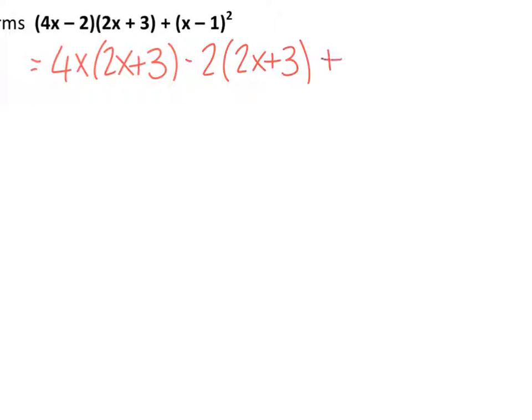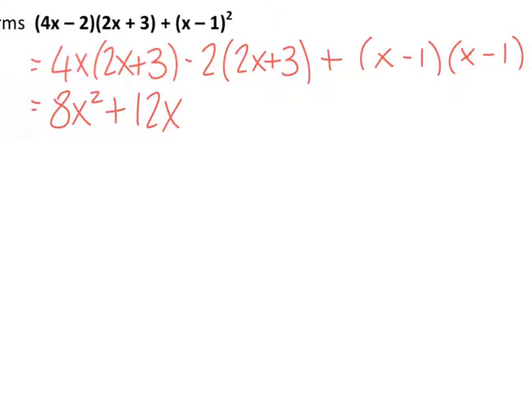Then we have our plus sign, and then we have our squared bracket. So when something is squared, it just means we are multiplying by itself. So 4x times 2x gives us 8x squared. Then we have 4x times 3, which is 12x. Moving on to the second bracket, -2 times 2x is -4x. And then the -2 times 3 is -6.